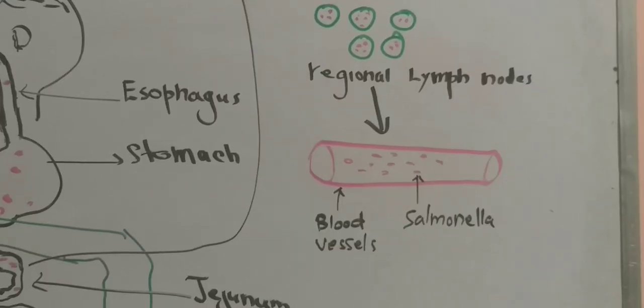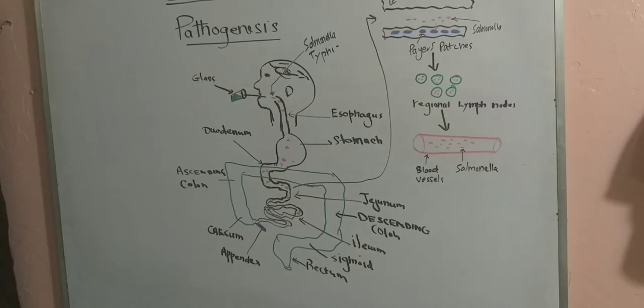and from these regional lymph nodes, these microorganisms ultimately enter into the blood vessels. Once in the blood vessels, these Salmonella typhi or paratyphi start creating the signs and symptoms in the patients, because now they are open and free in the circulation of the patient. So this is how the Salmonella enters into the body, then gains access to the small intestine, into the Peyer's patches, then into the regional lymph nodes, and ultimately enters the circulation to cause the signs and symptoms of enteric fever.